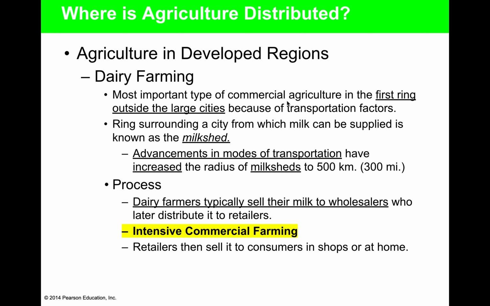Oftentimes it's situated in the first ring of large cities because of its perishability. This is an intensive form of commercial agriculture. It's intensive because it's labor intensive. Cows have to be milked twice a day, although the actual milking can be done by machines, but dairy farmers nonetheless require constant attention throughout the year. There's a winter feed that becomes very expensive and time consuming, so it's very intensive.